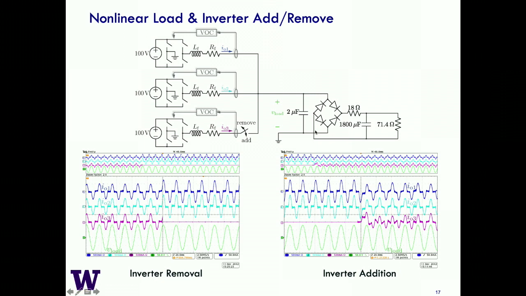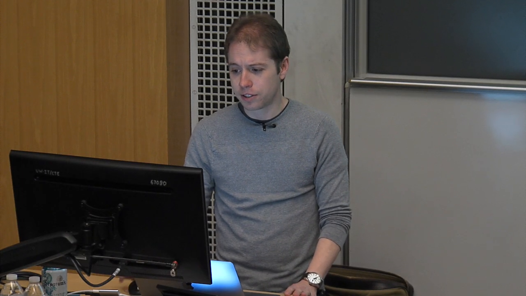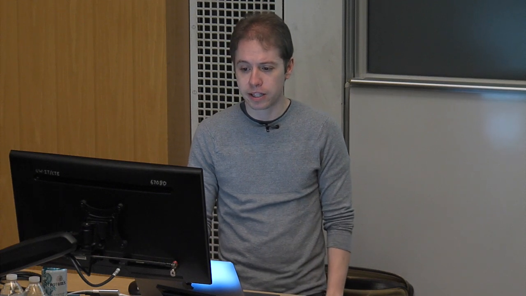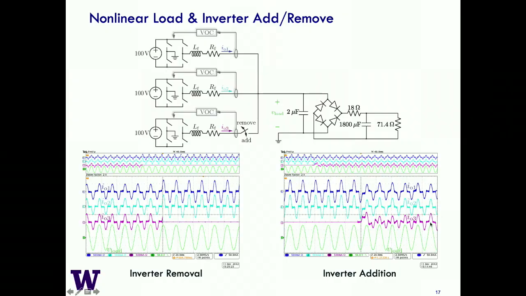Here's another quick experiment where we put a more realistic load. This actually looks like something you might see on the front end of a computer power supply. It has a rectifier. Real loads have all sorts of gnarly currents that they draw. So this experiment is just to show people that you can power realistic things with these. And here I'm turning off a unit. You can see the others step up, and then here I bring it back and continue working.